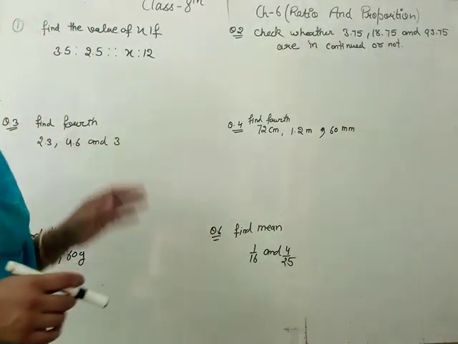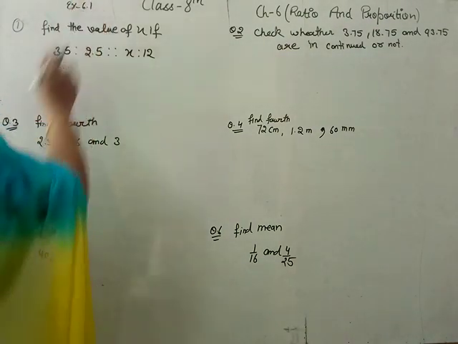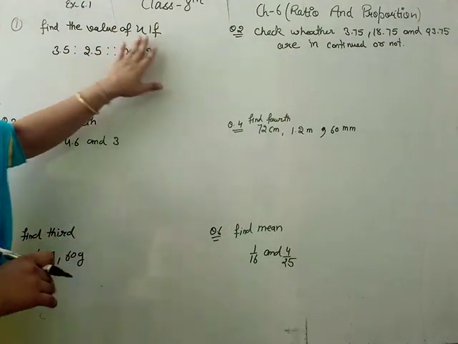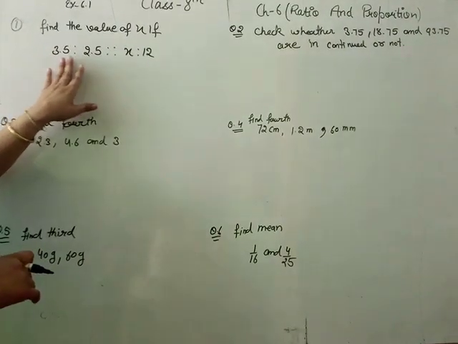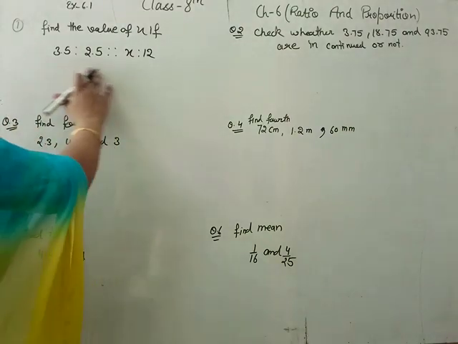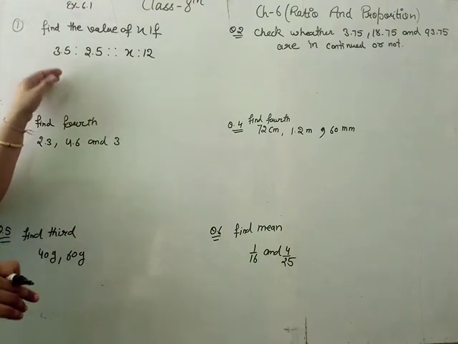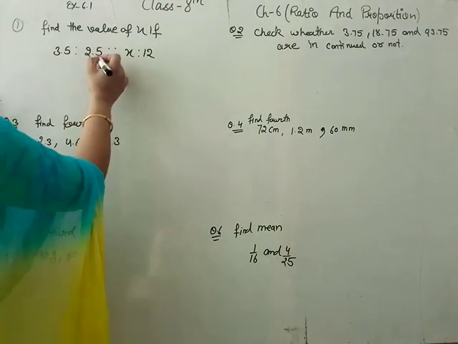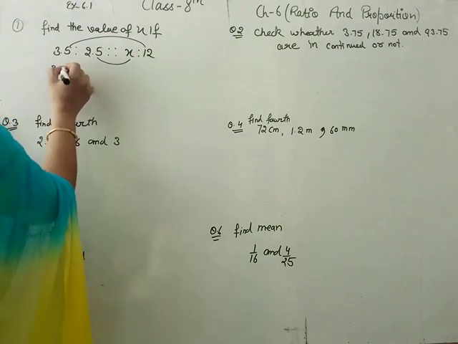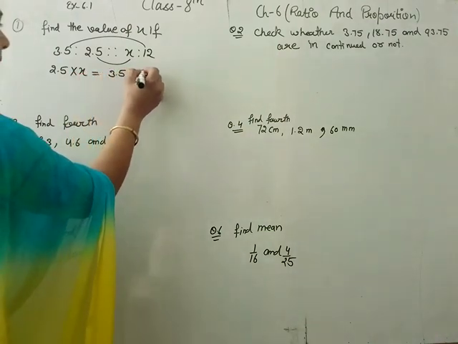Now we have some questions from exercise 6.1. Question number 1, part 1. Students, this is the first question. Find the value of x if 3.5 ratio 2.5 proportion x ratio 12. These are four quantities and they are in proportion. Then we use the result for proportion: the product of means equals the product of extremes. Product of means, 2.5 multiply x, equals product of extremes, 3.5 multiply 12.